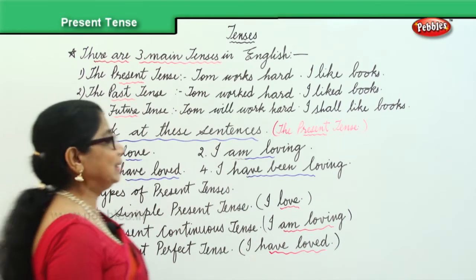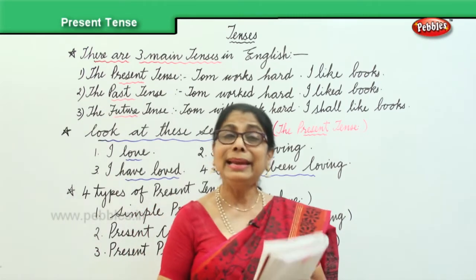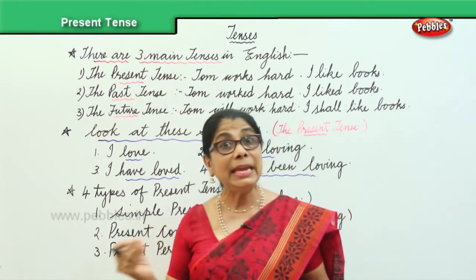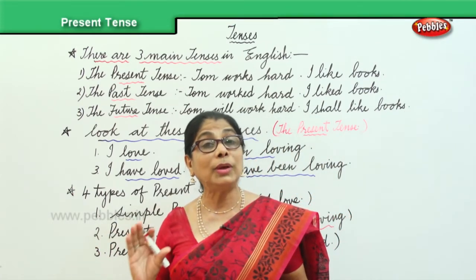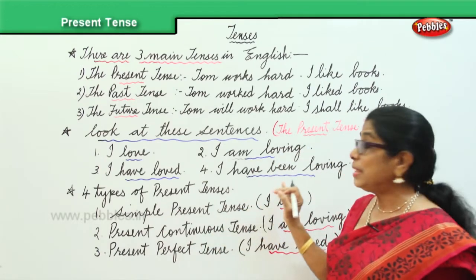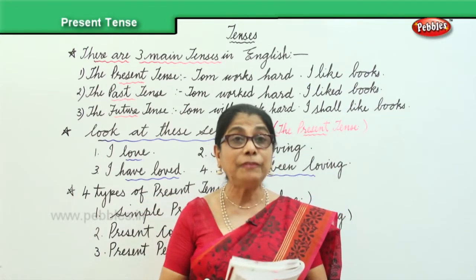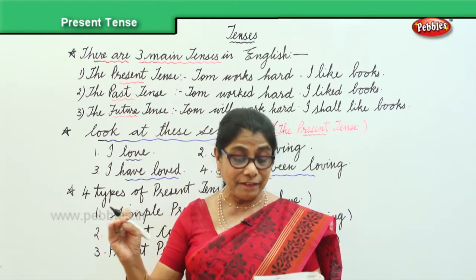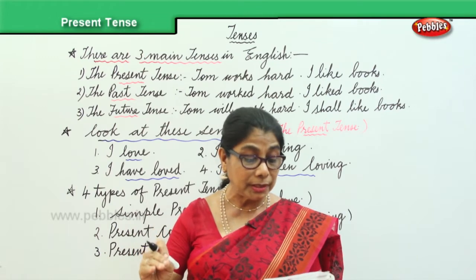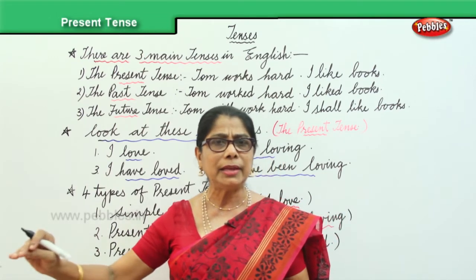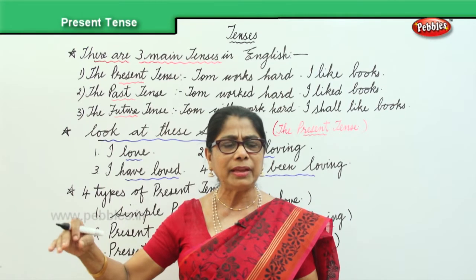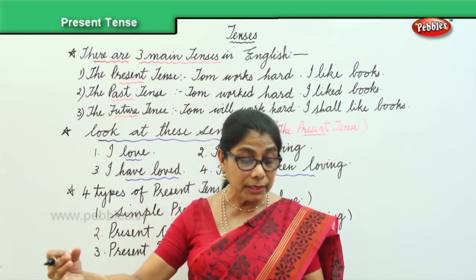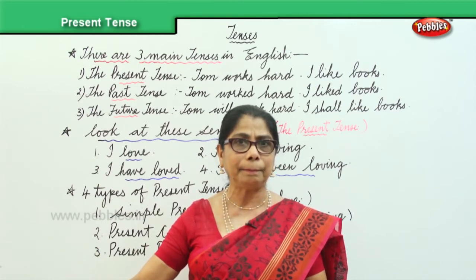Now we go to the next form and the last form in the present tense. Let's look at the fourth sentence. It says, I have been loving. So look at the verb have been loving. In the fourth sentence, the verb have been loving shows the action is going on continuously. I have been loving. The action is going on continuously to the present time.